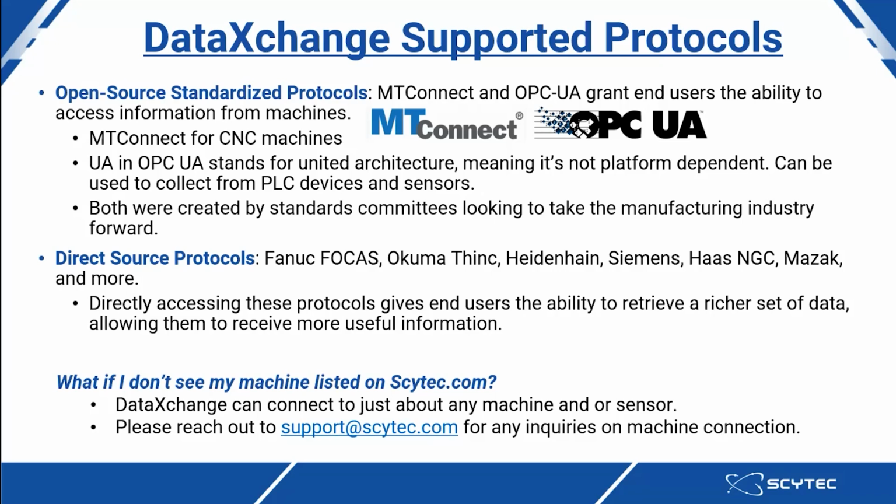Now, with these two broad protocols that are open source and standardized, they're a little bit more limited in what they can report as compared to direct source protocols, which I'm going to be going over next. These include things like the FANUC protocol, which is the FANUC Focus protocol, Okuma Think, Heidenhain, Siemens, Haas, Mazak, and more. They all have their own direct source protocols that DataXchange can utilize for retrieving a very rich set of data that allows DataXchange users to receive a plethora of very useful information that some of our competitors cannot retrieve.